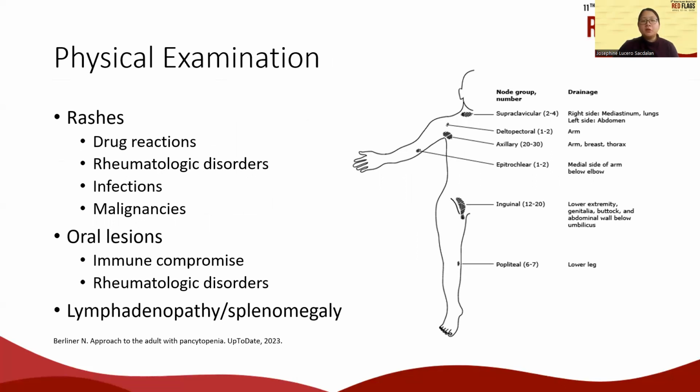When examining for lymphadenopathy, on the right are important lymph node regions, which include the cervical, deltopectoral, axillary, epitrochlear, inguinal, and popliteal areas. We should not limit ourselves to just the cervical region.